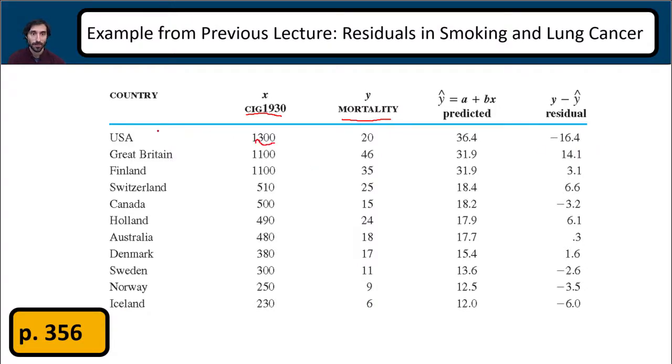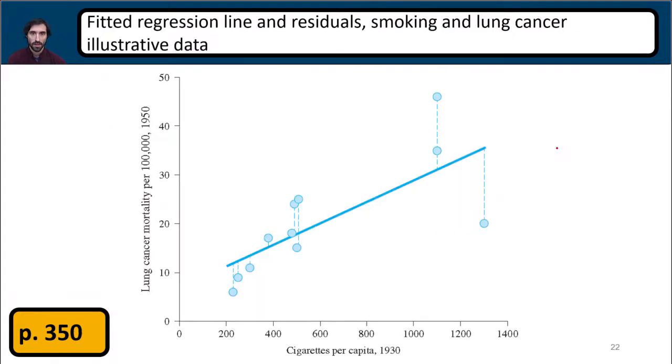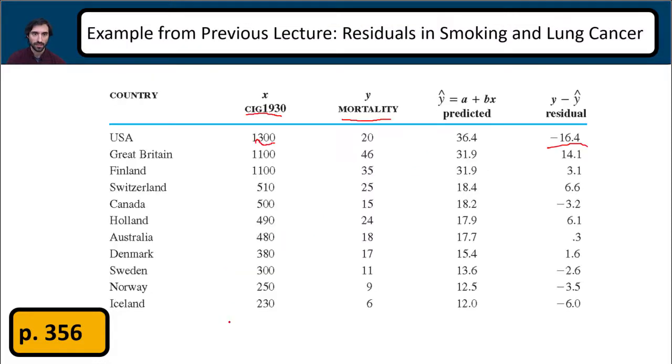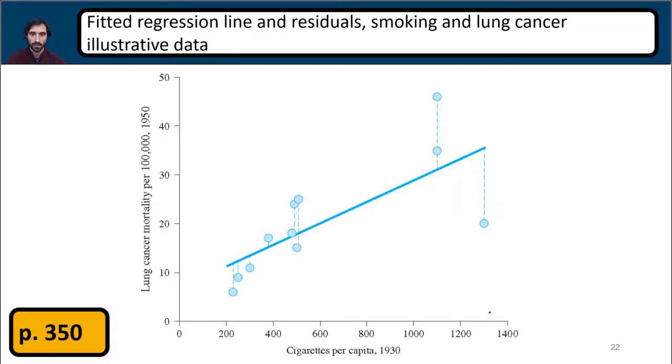So we'll come back to this. For instance, let's remember that the United States of America, number one, is at 1,300, and our residual is at negative 16.4. Let's see what that looks like here. So if I look at cigarettes per capita, and I go to, let's find where the United States is. So it is 1,300. It's way out here. It's clearly number one on the x-axis. So this is our residual of negative 16.4.